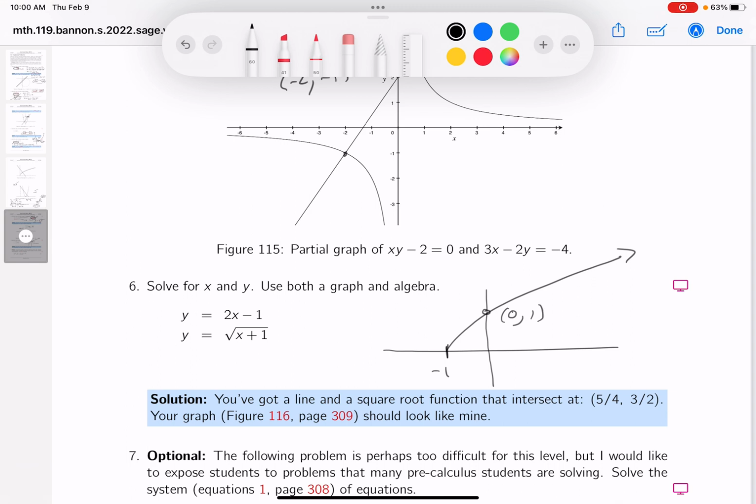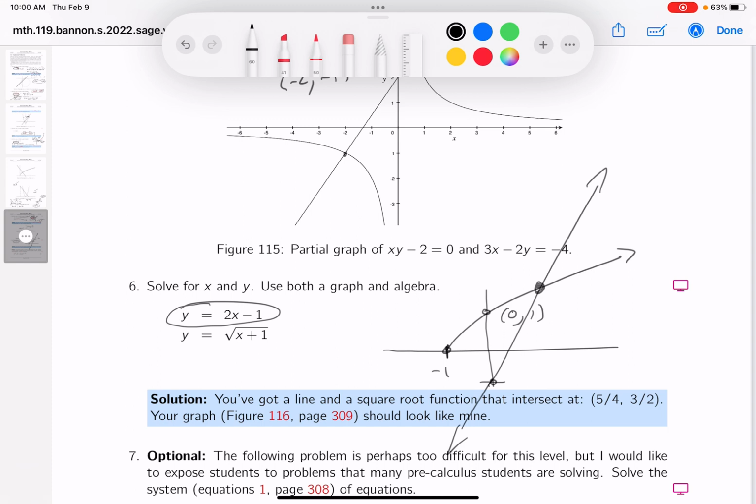So I got a pretty simple picture, and then I want to look at the line over here. It doesn't look bad. It's got a y-intercept of -1 and a slope of 2. So I'm going to say maybe something like this over here. Now, looking at it, I know there is a point of intersection.